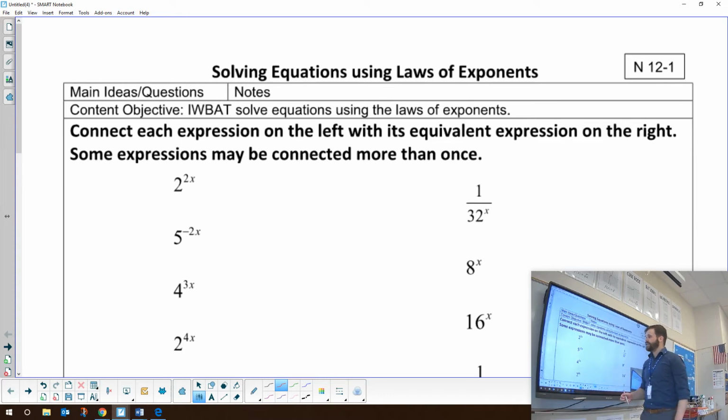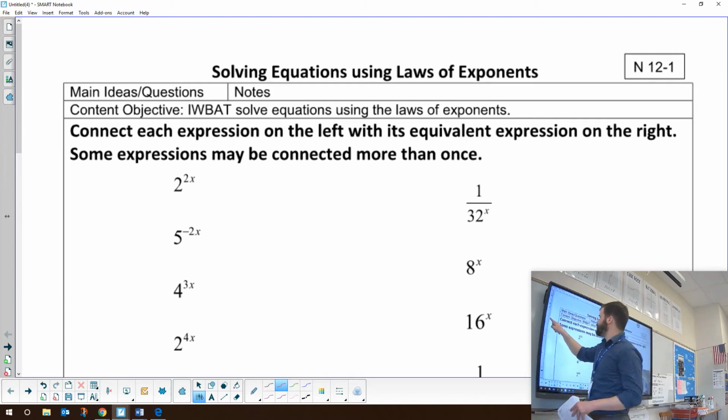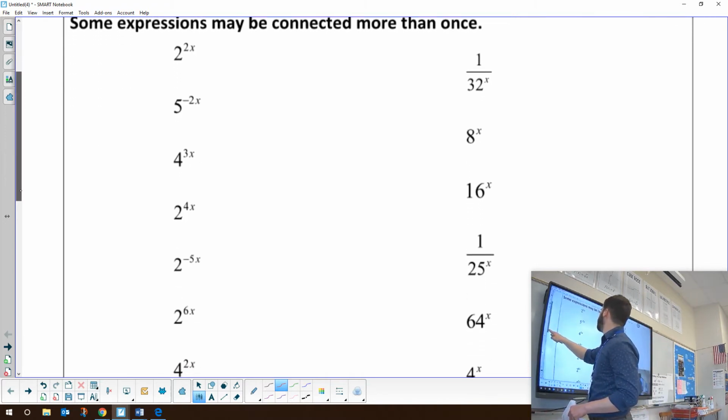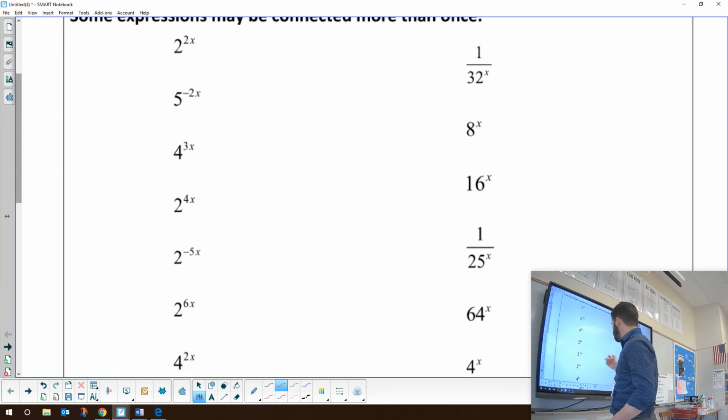So first off, let's take the ones on the left-hand side here, and we're going to simplify them and match them up with ones that equal the same thing on the right-hand side. So let's start here with 2 to the power of 2x. Now, I can raise 2 to the power of 2, but we can't really raise 2 to the power of x and get an answer for it. So we have to leave x up there, but I can work out the 2.